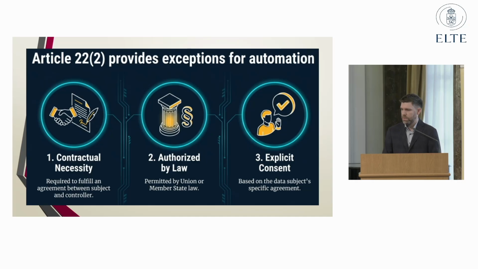The exemptions are in Article 22 of the GDPR. Systems which automatically make decisions about our personal data and have a very serious impact on our private life can be developed and used for data processing in three cases. First, when there is a contractual necessity, so it is required to fulfill an agreement between the data subject and the controller, and everything is regulated in the contract, and of course the data subject can read it and decide whether to sign it or not. The second one, if it is authorized by Union or Member State law. And the third one, everyone's favorite legal ground in the GDPR, explicit consent of the data subject, so when it is based on the data subject's specific consent or agreement.